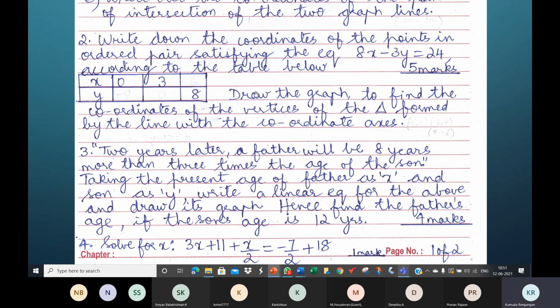So draw the graph and find the coordinates of the vertices of the triangle. There's only one line, so how can we get a triangle? The other 2 lines are the coordinate axes, the x-axis and the y-axis. To make a triangle, we need 3 lines. We have only 1 line given in the question. The other 2 lines are the x and y axes themselves, because it says formed by the line with the coordinate axes. You can see the plural form here, axes, which means the x-axis and the y-axis.